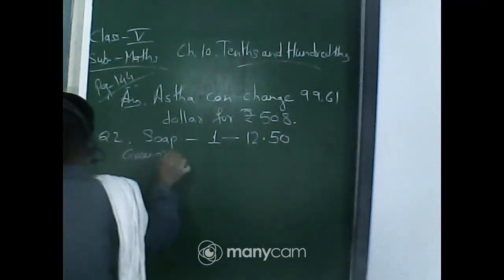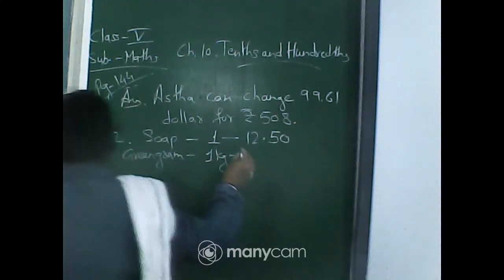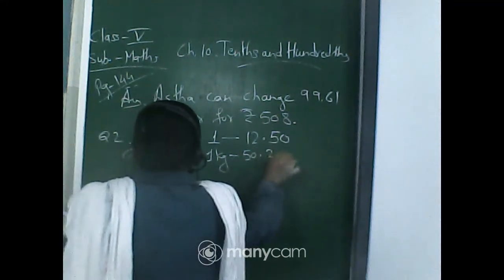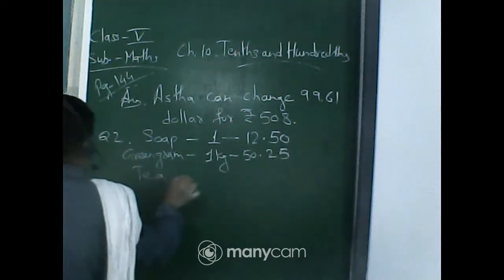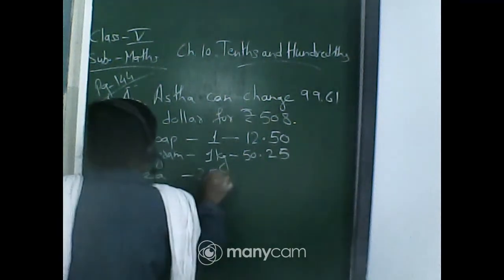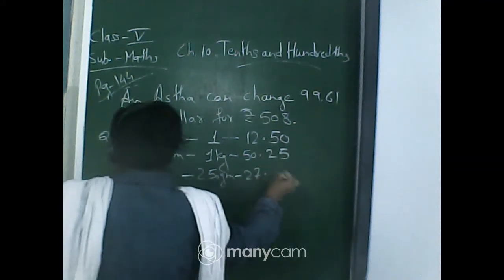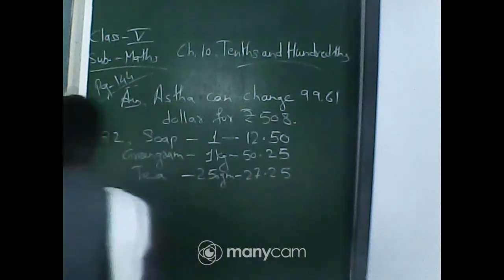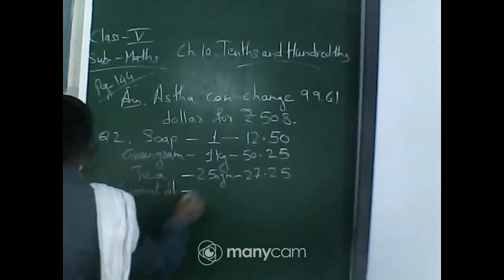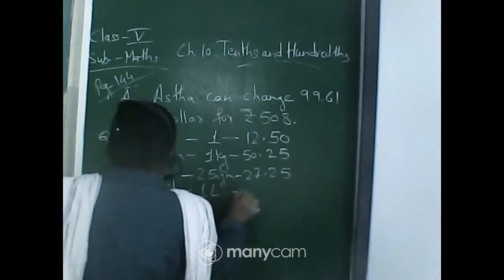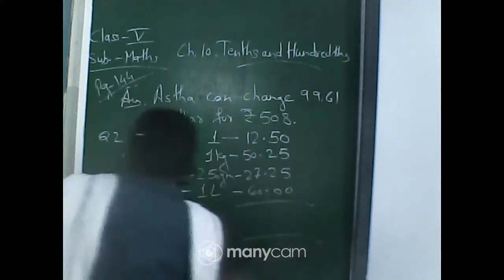Then green gram. Green gram, it is 1 kg. And the amount is 50 rupees and 25 paise. So there will be a point after 50. Next is tea. 250 gram. And the answer is 27.25. That means 27 rupees and 25 paise. Next one is coconut oil. It is given 1 liter and the amount is 60 rupees.